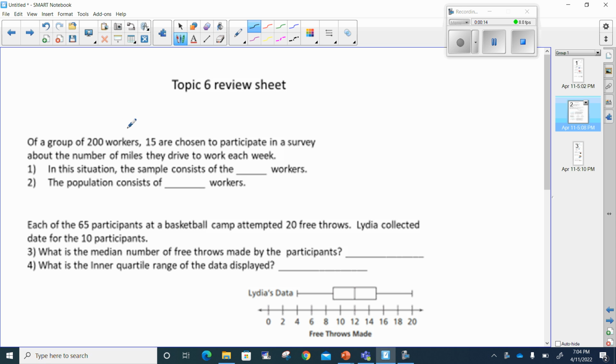Of a group of 200 workers, 15 are chosen to participate in a survey about the number of miles they drive to work each week. In this situation, the sample consists of, well, this is pretty easy. If they chose 15 to survey, that means that's the sample. So 15 is going to be the answer. And if they want to know the population, it is the 200 workers the 15 were chosen from.